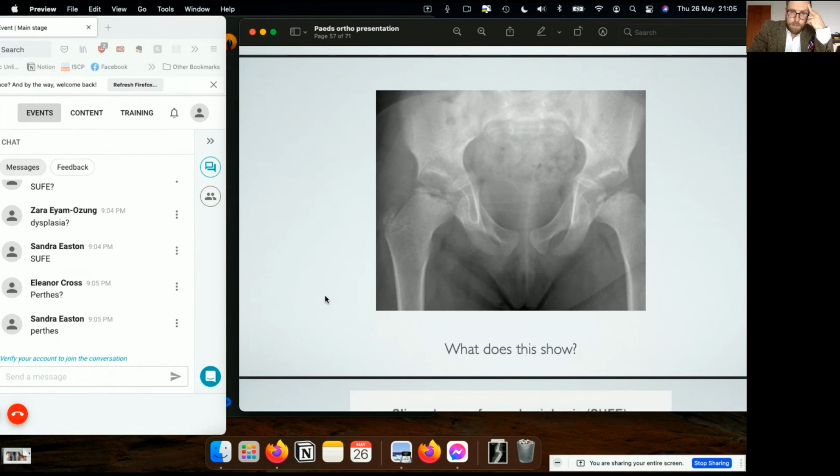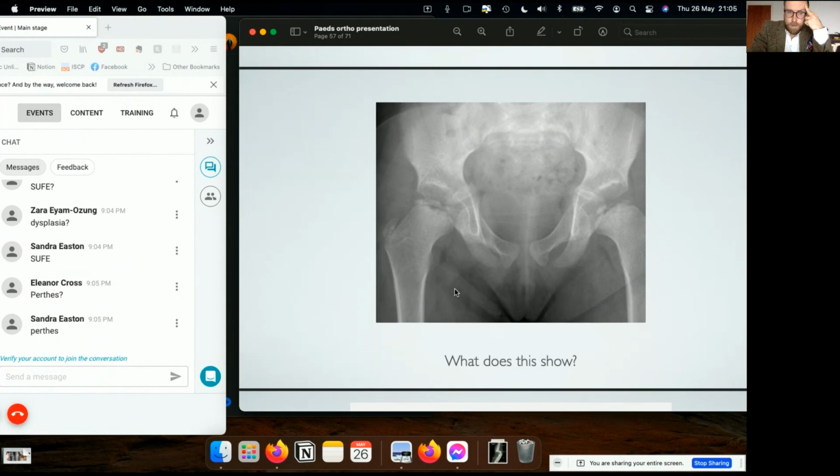Eleanor and Sandra smashing it again. Yes, so this is a patient who presented with bilateral Perthes disease. All right, for a bonus point, show offs, what stage is it? It's probably a bit of a cruel question. Right, okay.